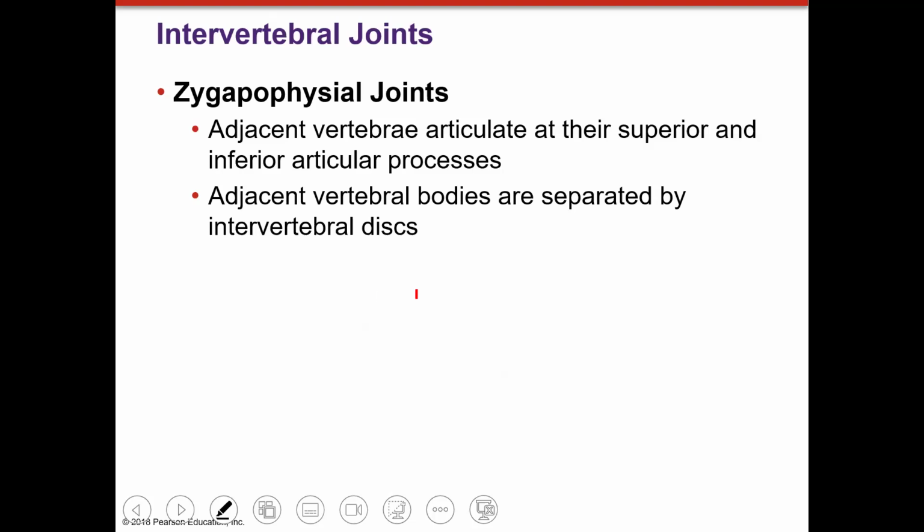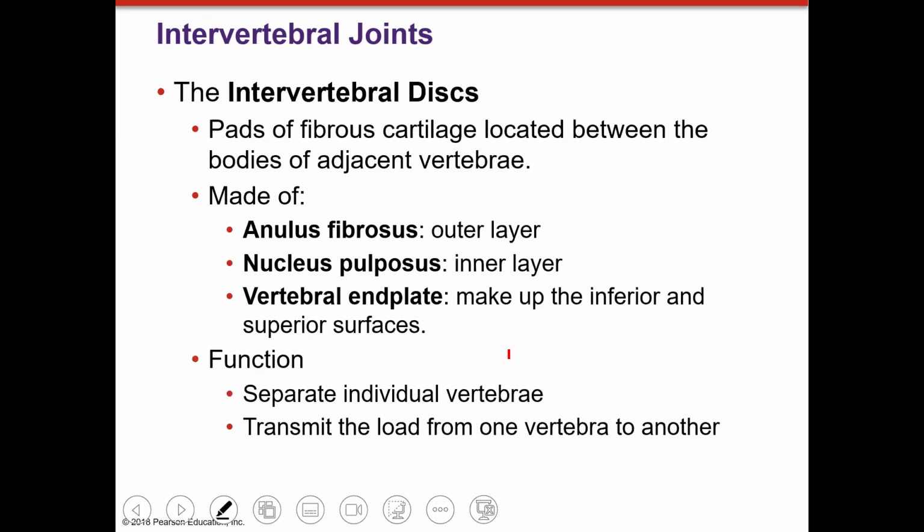Zygapophyseal joints, or Z joints for short. These are adjacent vertebrae that articulate at the superior and inferior articular processes, and adjacent vertebral bodies are separated by those intervertebral discs. The intervertebral discs are the pads of fibrous cartilage located between the bodies of the adjacent vertebrae. So we've got the vertebral bodies here, and then we've got the disc in the center there, okay?